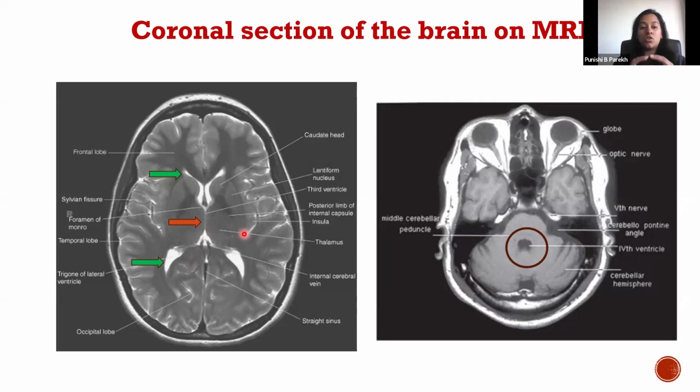We know that all structures of the brain are not visualized on one section, so we need to take sections at different levels to be able to see different structures. A section a little lower down will show the fourth ventricle, and this is what a normal fourth ventricle looks like. So this is how ventricles will appear on a coronal section of the brain on an MRI.